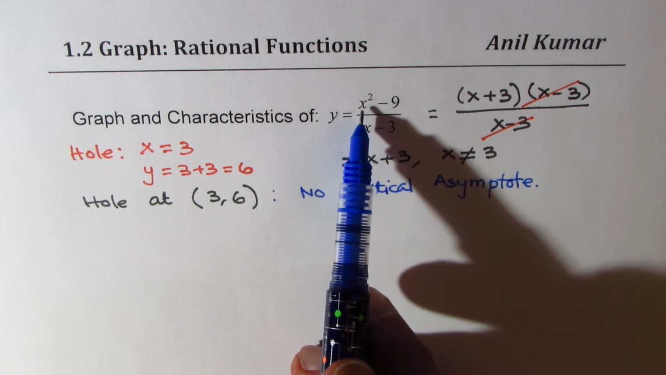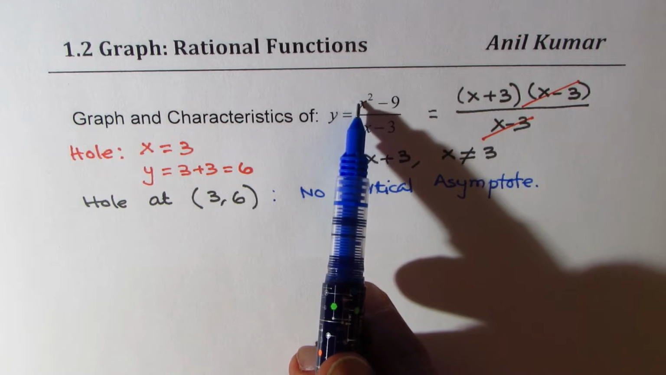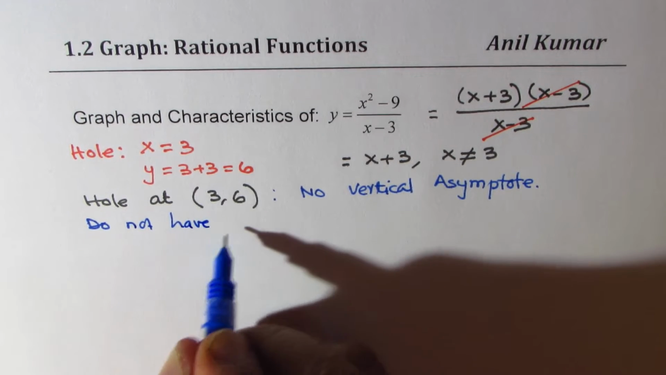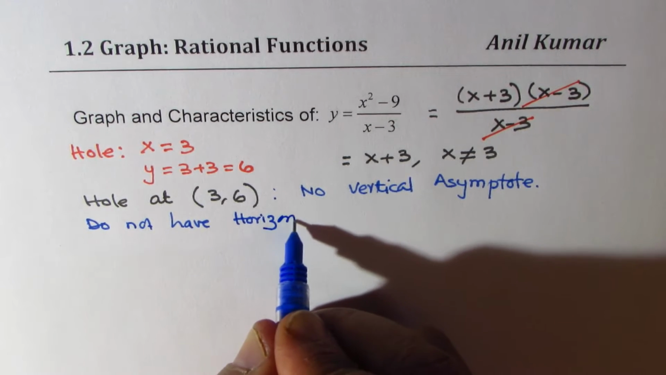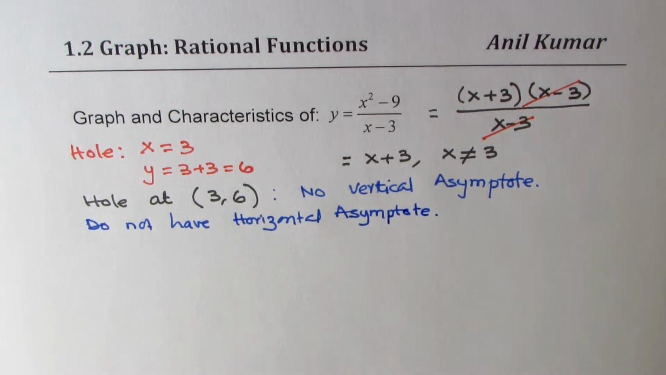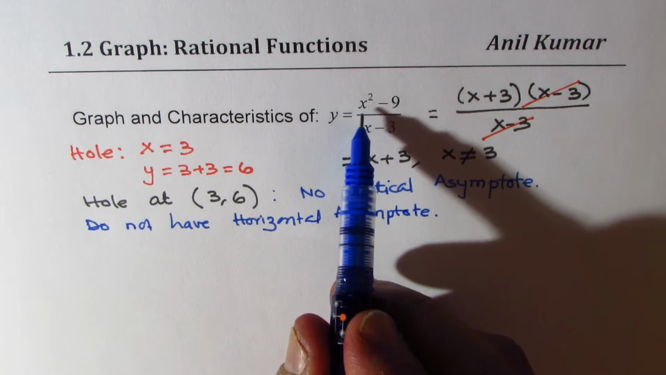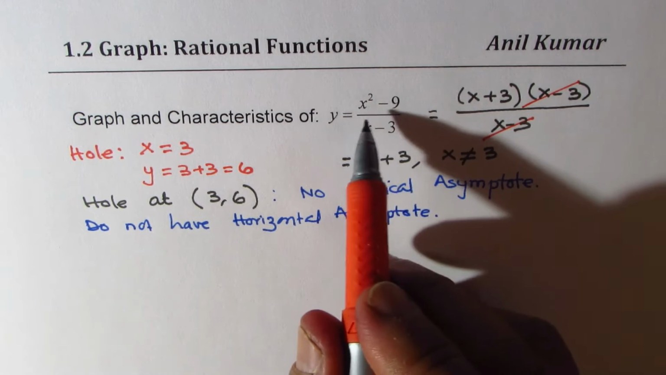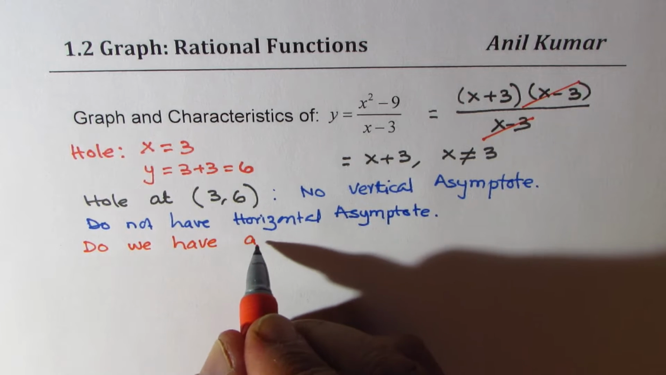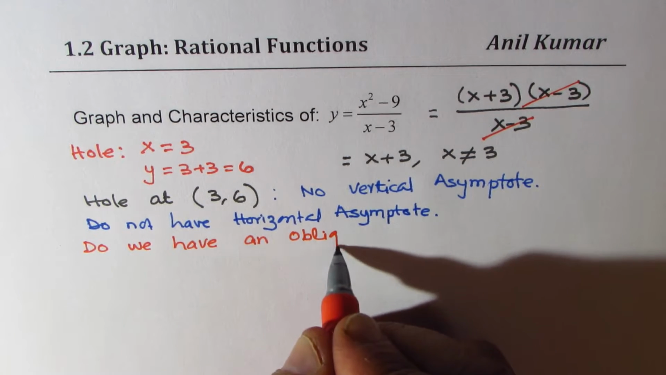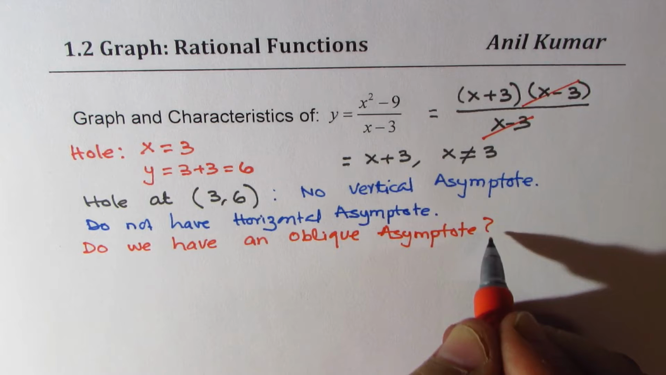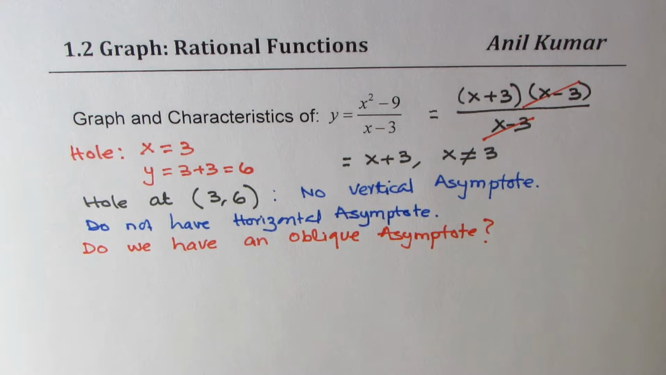Now, do we have a horizontal asymptote? Since the degree of the numerator is higher, we do not have a horizontal asymptote. Now my question here is, do we have a vertical asymptote? Oh no, oblique asymptote. Now the question is, do we have an oblique asymptote? Take your time to answer this question. Correct?